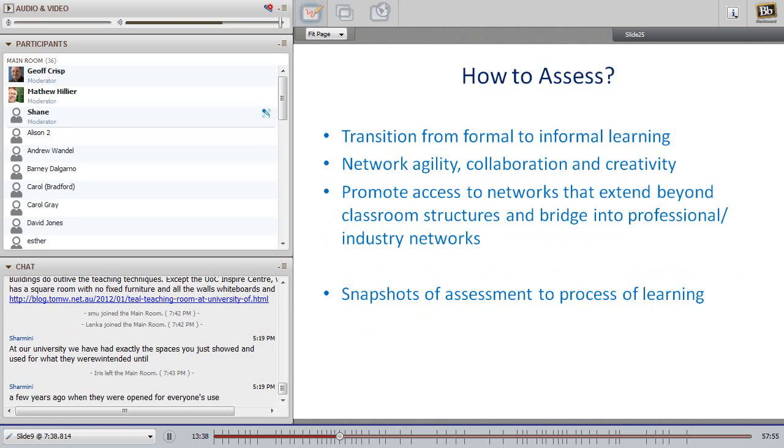So the question then is, how the hell do you go about assessing these aspects? How do you assess, for instance, student transitions from formal spaces to informal learning? How do you capture when someone is actually learning and not just having a chat about virtual beers and so forth? How do you capture network agility and measure that your curriculum supports collaboration and creativity, or promotes access to networks that extend beyond these classroom structures and start to bridge into professional networks? So we wanted to move from these snapshots to process.